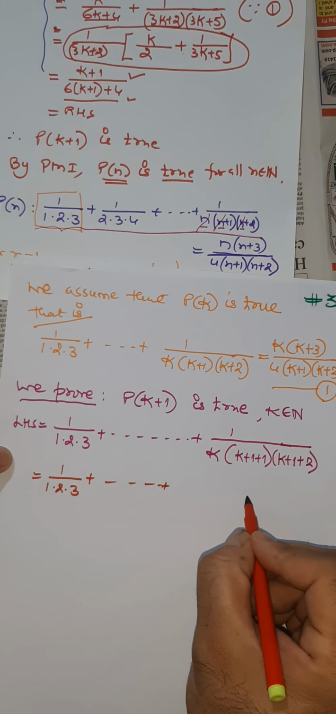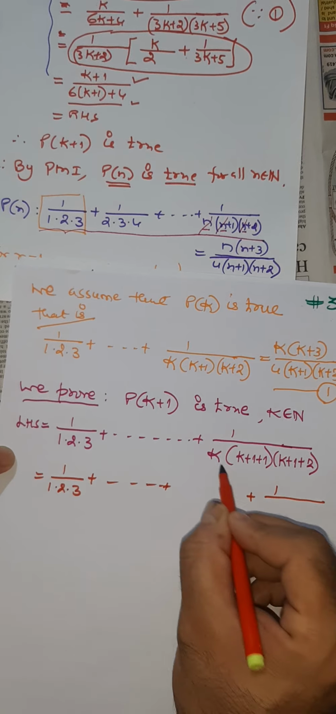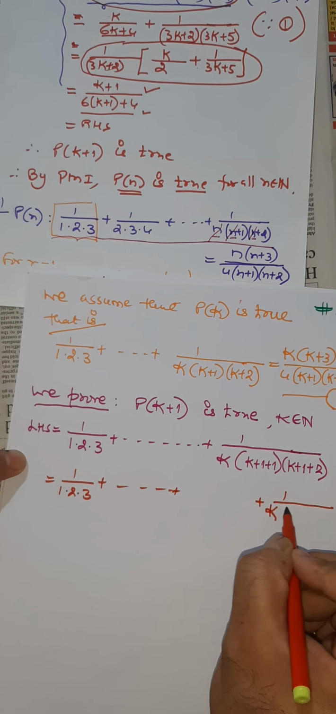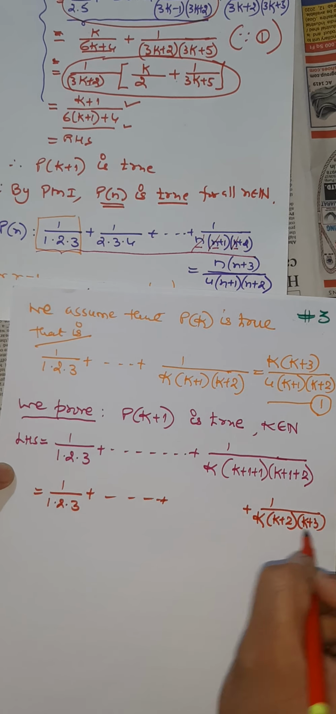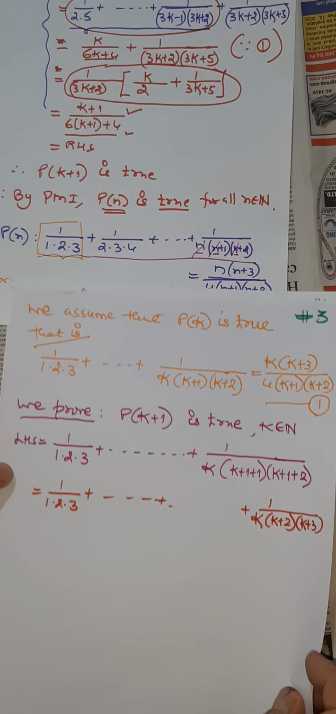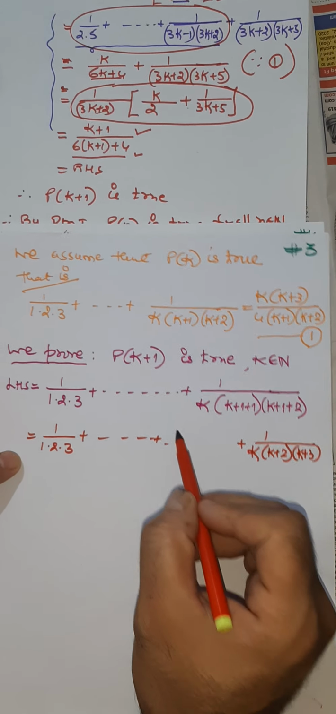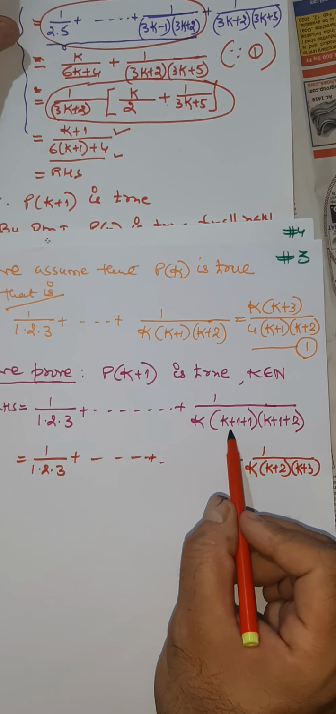The last term I'll keep as it is here. This is the last term. K, this is k plus 2. This is k plus 3. Here in this blank, what are you going to write? Previous term. Previous term means what?